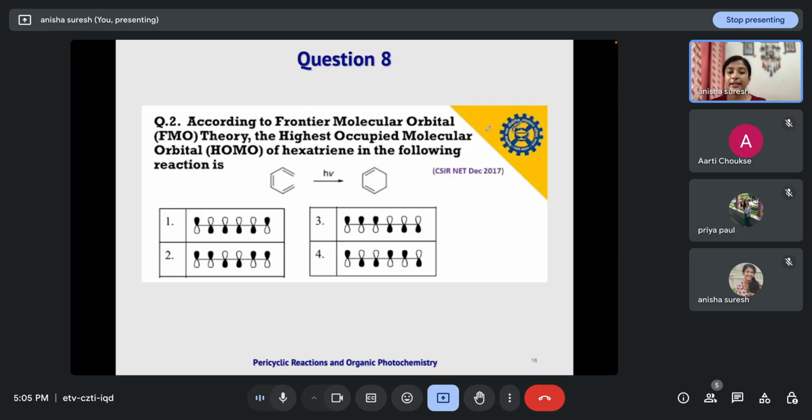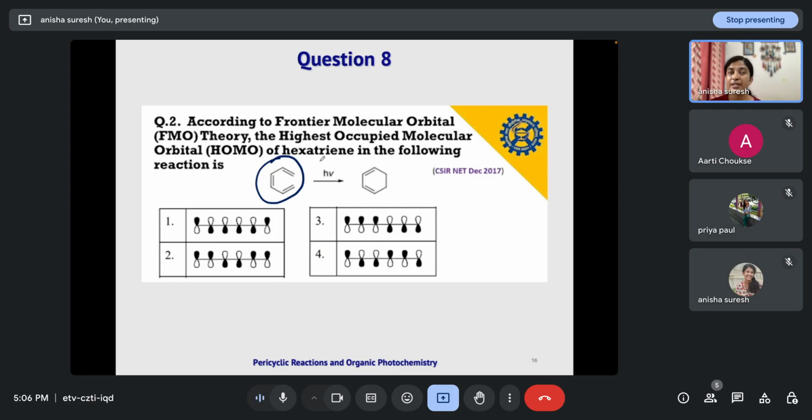Now coming to question number 8. According to Frontier molecular orbital theory, the highest occupied molecular orbital, HOMO, of hexatriene in the following reaction is. So this is the hexatriene. Under photochemical irradiation, it is undergoing an electrocyclic ring closure, resulting in the formation of this cyclohexadiene. Okay, so they have given the orbital picture and they are asking out of this which is the HOMO of hexatriene. So in the case of photochemical irradiation, what will be the HOMO of hexatriene?